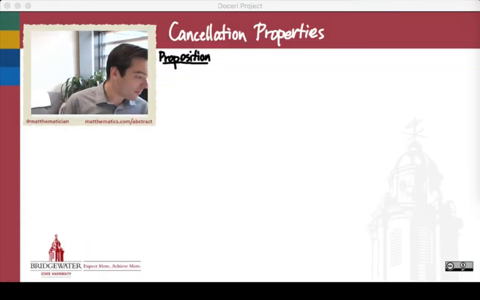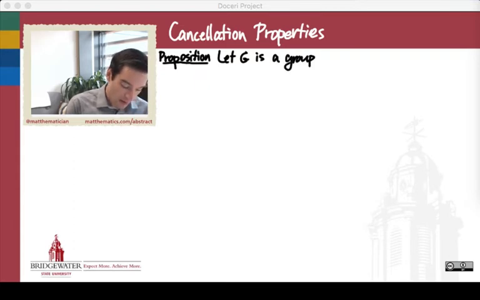And so here's our proposition. Our proposition says that suppose G is a group which satisfies a cancellation property that's not one of those two. I'm going to call it mixed cancellation.